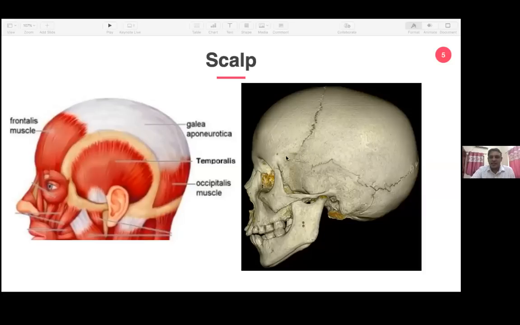What exactly is this region is called as pterion, P-T-E-R-I-O-N. Pterion is a junction of suture lines of the skull where the frontal bone, parietal bone, the sphenoid bone and the squamous part of the temporal bone meet. This is called as a pterion.